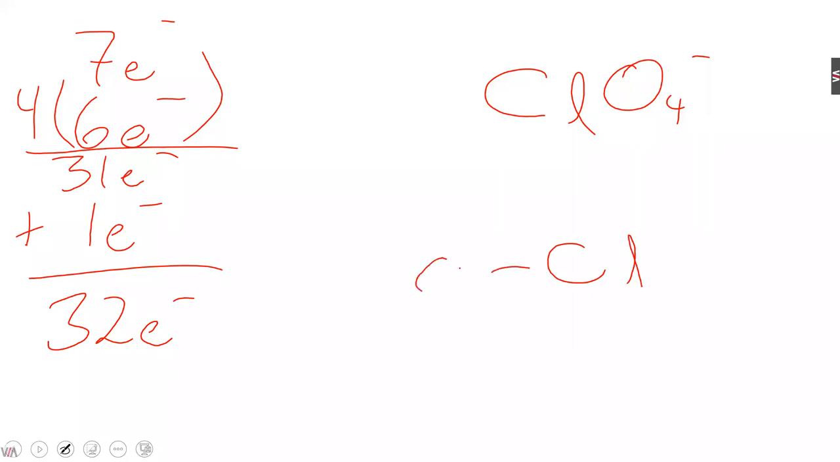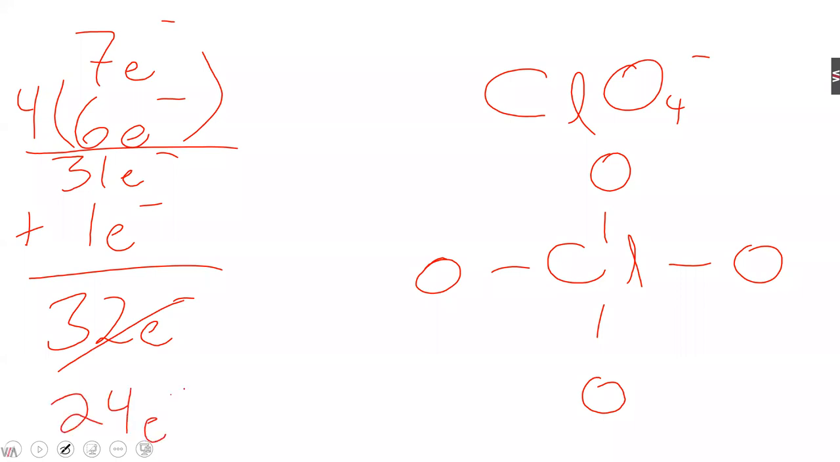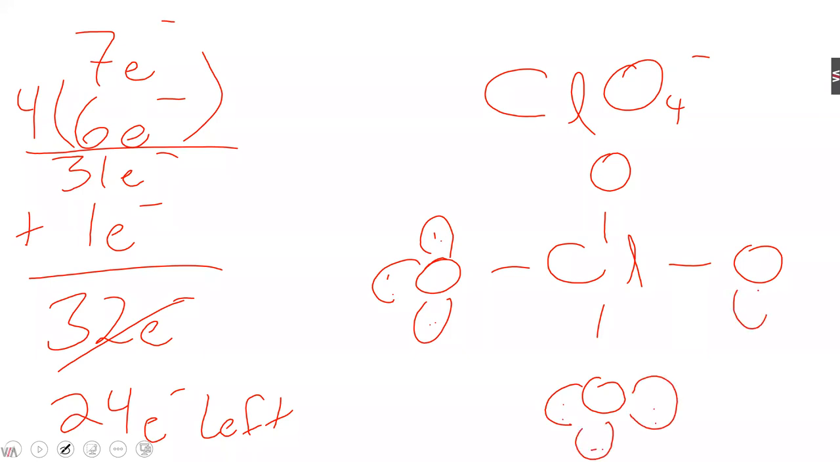If we draw the Lewis dot structure for this, we start by surrounding the chlorine with our oxygens. And remember, the chlorine has to go in the middle because oxygen is more electronegative. We just used 8 of our 32, right? Which means there are still 24 electrons left. And how many does each oxygen still need? 6. And how many oxygens do we have? What's 6 times 4? So out of the 24 we have left, they all have to go to the oxygens. And now we're out of electrons, right? And everything has a full valence.